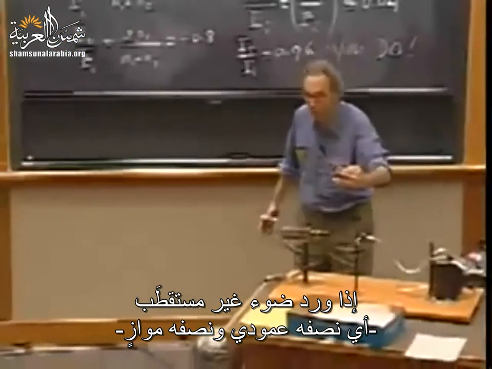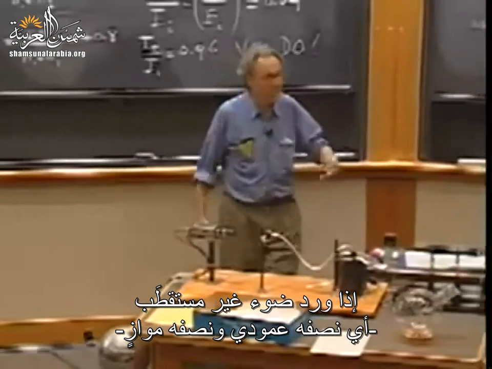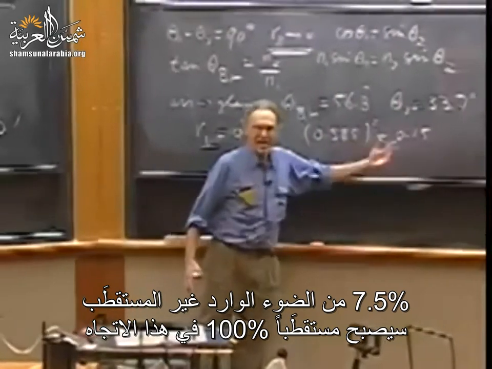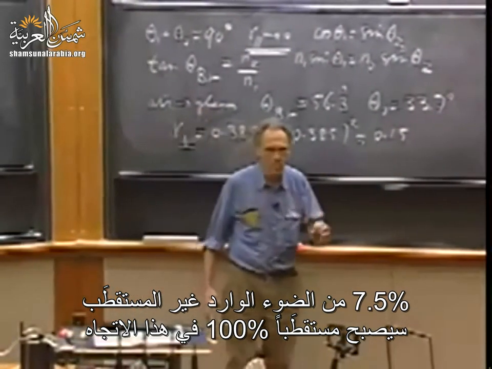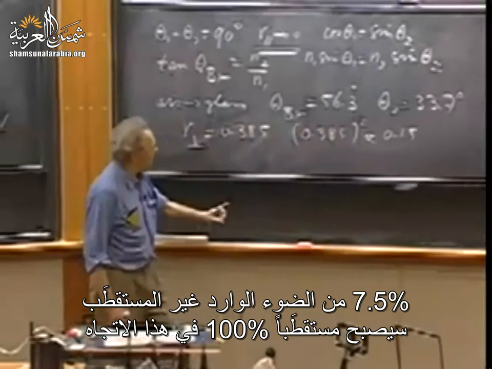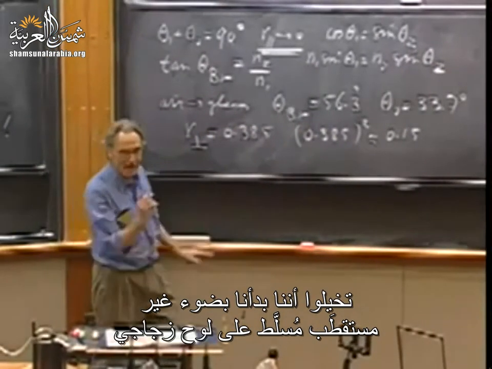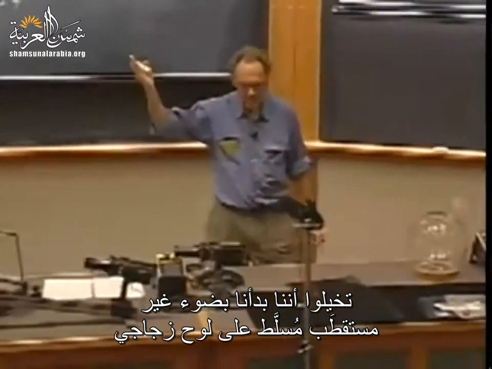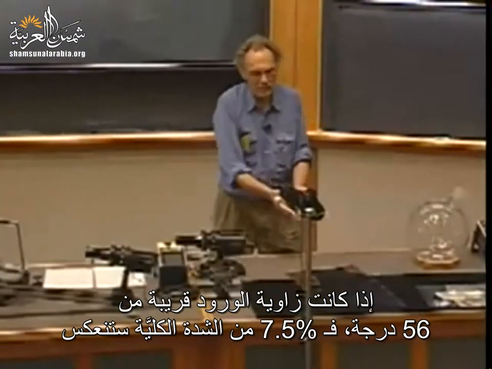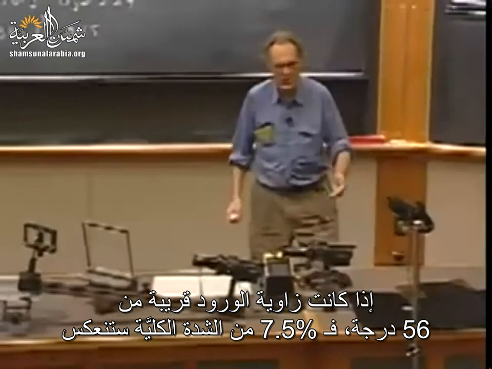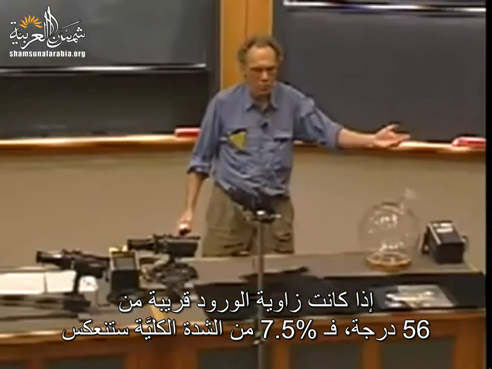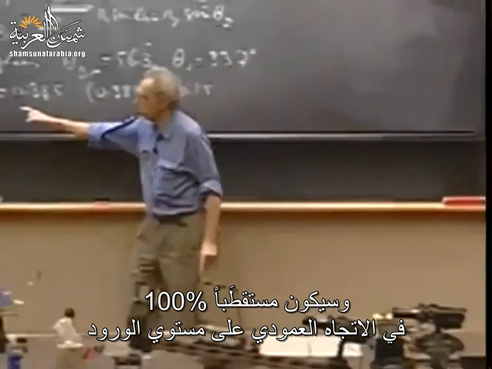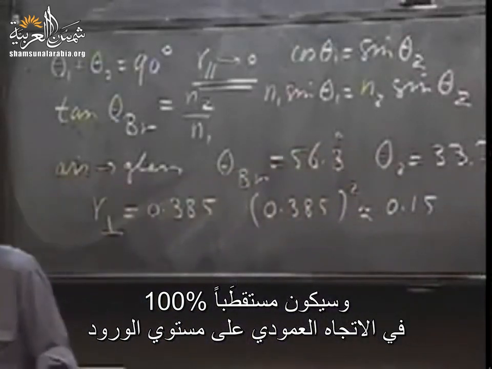That means if unpolarized light comes in, unpolarized light means that half of it is perpendicular and half of it is parallel, that 7.5% of the incoming unpolarized light will come out 100% polarized in this direction. Imagine you now have a way. You start with unpolarized light, you shine it onto a glass panel, and if the angle of incidence is close to 56 degrees, 7.5% reflects of the total intensity, and it is 100% polarized in the direction perpendicular to the plane of incidence.